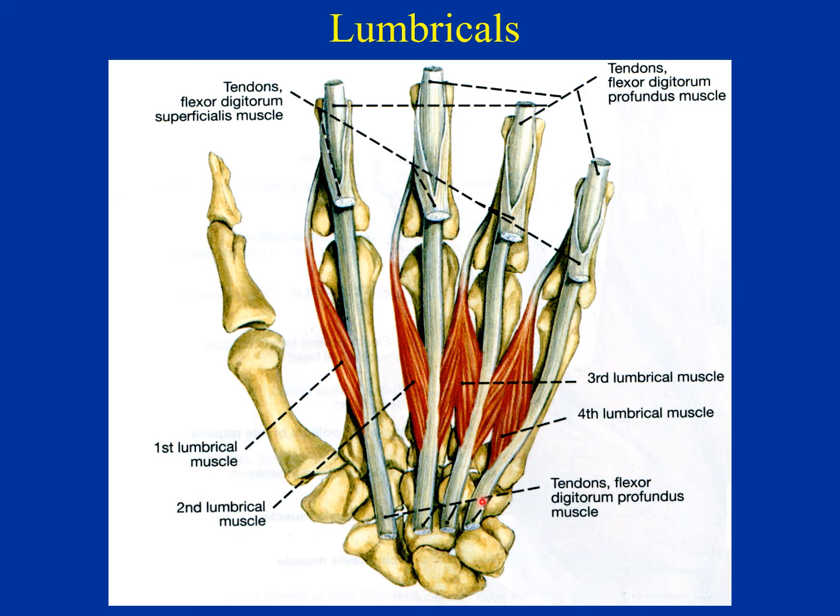flexor digitorum profundus tendons. And from these tendons, muscles are arising. These muscles, which we already talked about among the muscles of the hand, are known as lumbricals. So these are the muscles which are present along with the long flexor tendons, almost at the same place.